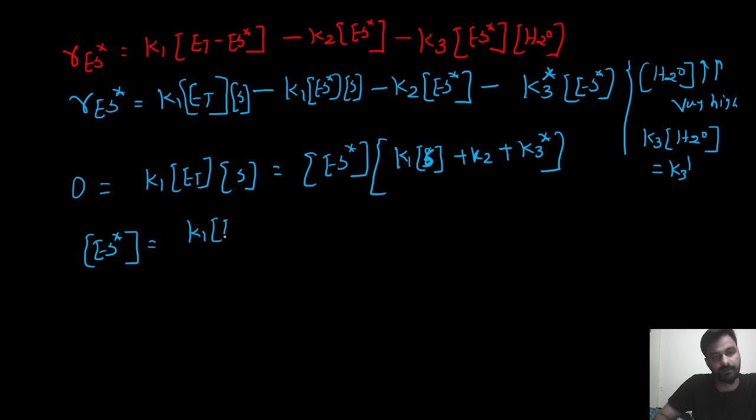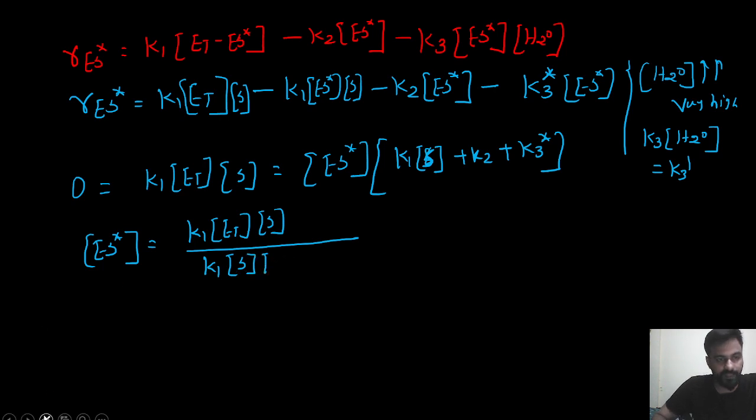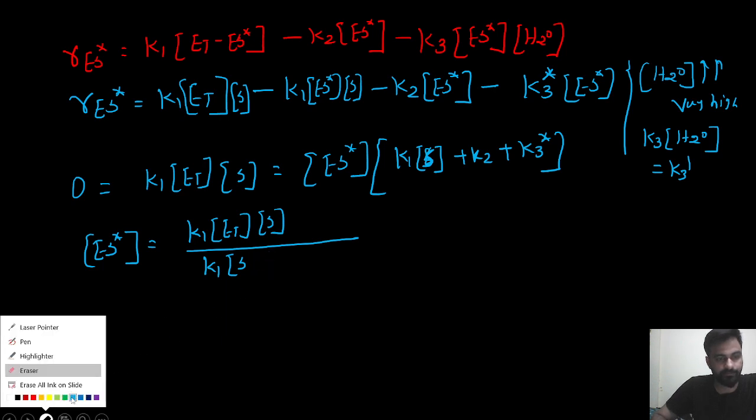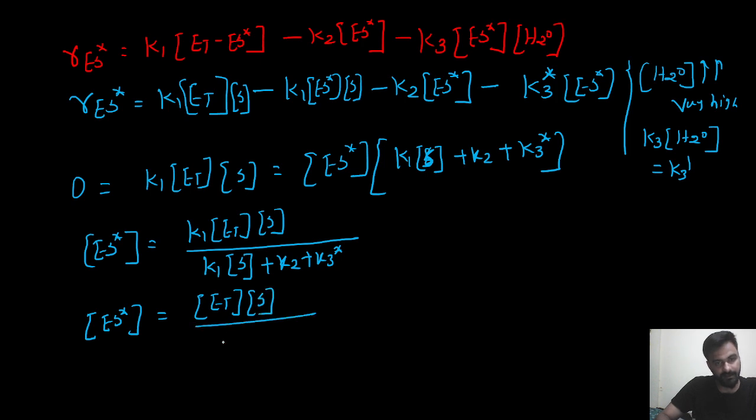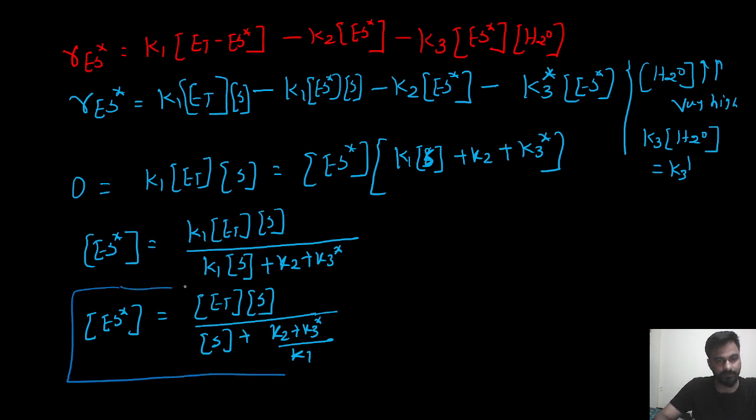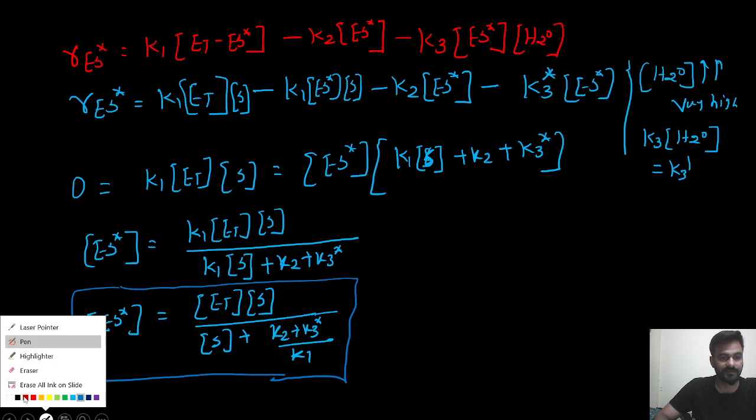So from here, can I calculate the concentration of ES star? That is equal to K1 times the total concentration ET times the concentration of S, divided by K1 concentration of S plus K2 plus K3 star, right? So from here, I can get ES star is equal to the concentration of ET times the concentration of S, divided by the concentration of S plus K2 plus K3 star divided by K1, right? So it's very important for this derivation. So we have calculated the value of that enzyme substrate complex. Okay.